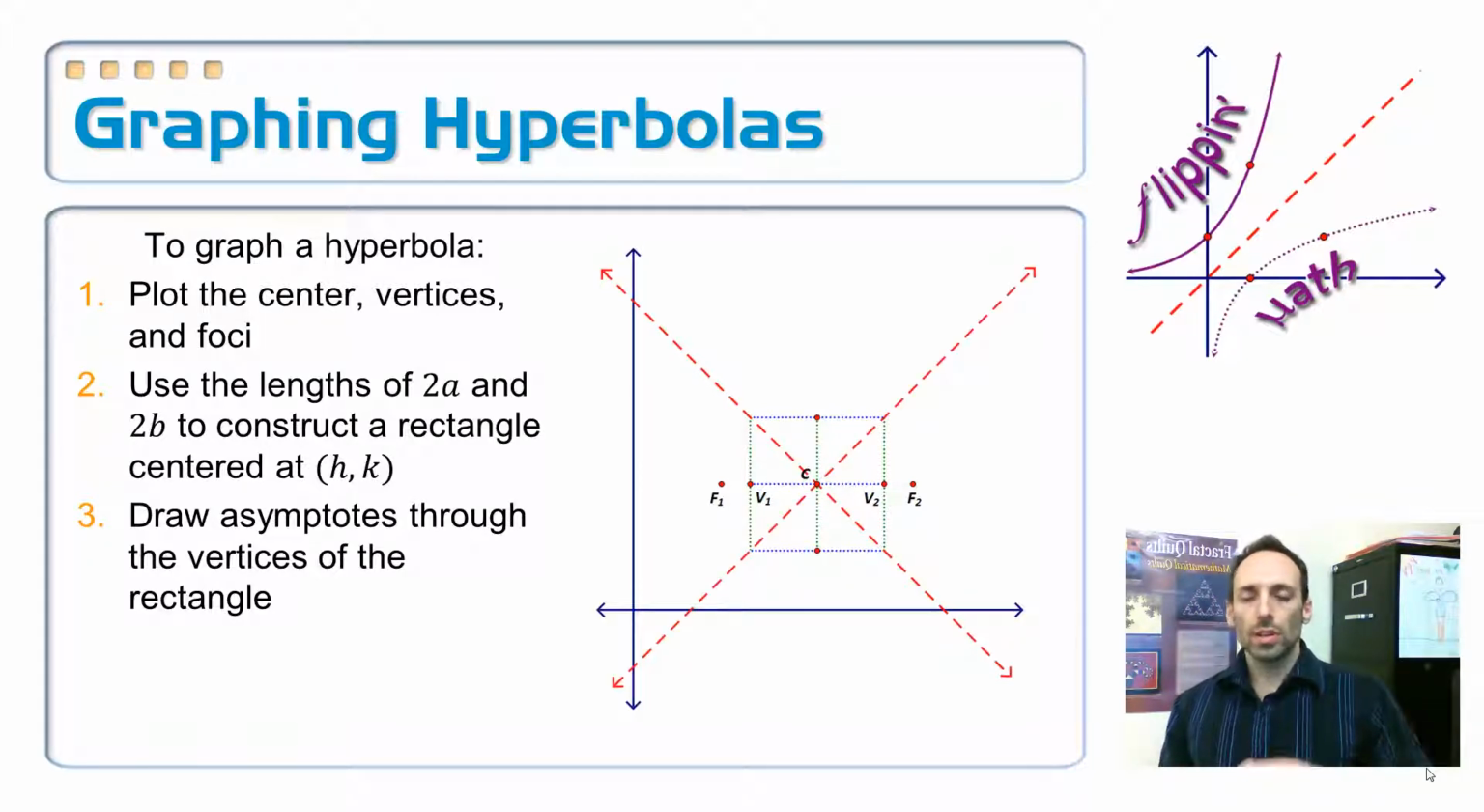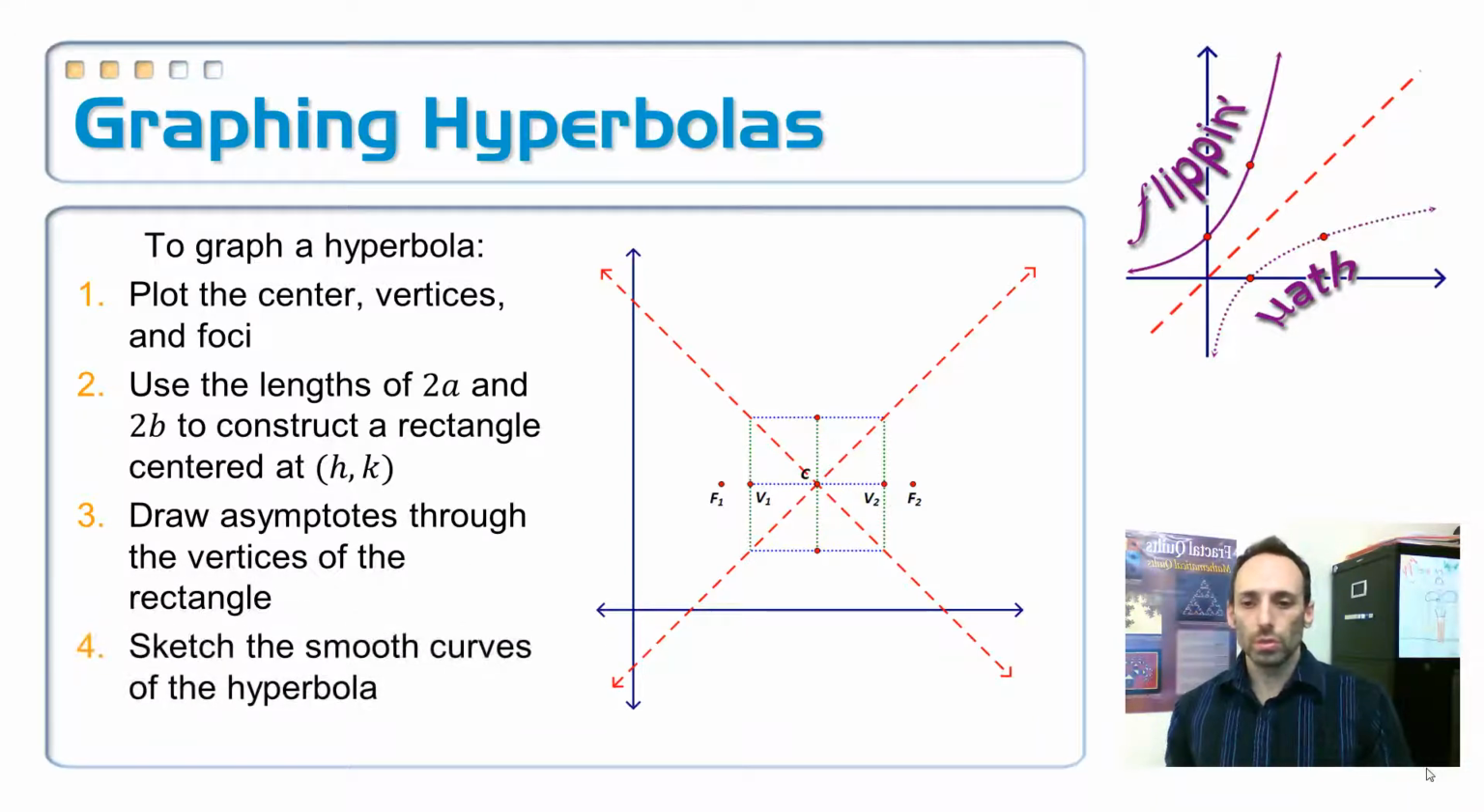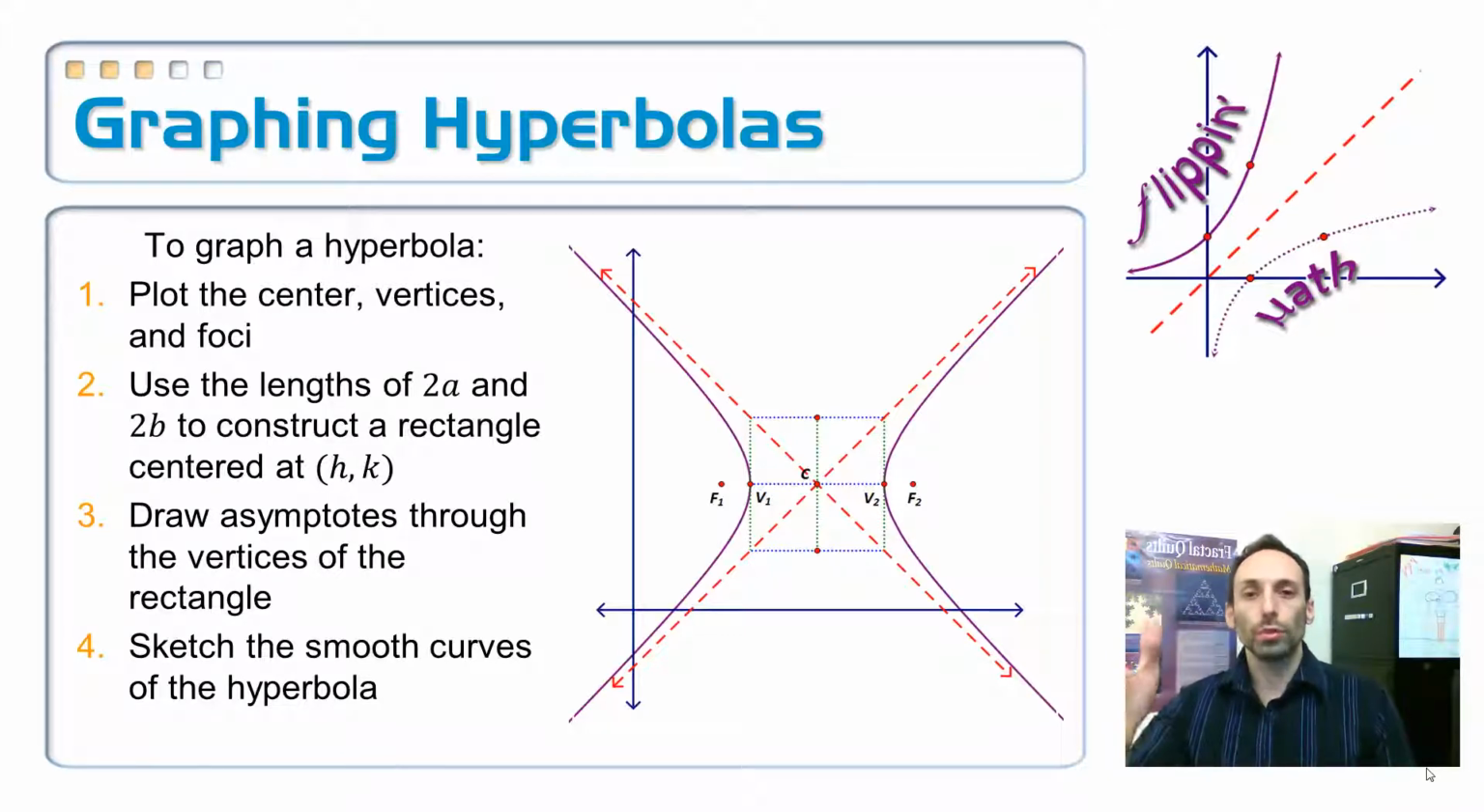Okay, and just like we've done with rational graphs before, we just have to follow those asymptotes and then make sure that our vertices touch V1 and V2. So sketch the smooth curves, the two branches of your hyperbola, thusly. See? Oh, okay, so it was a 4-step program. So graphing hyperbolas is a breeze if you just follow my 4-step program. So let's give this a try on a couple of problems here.